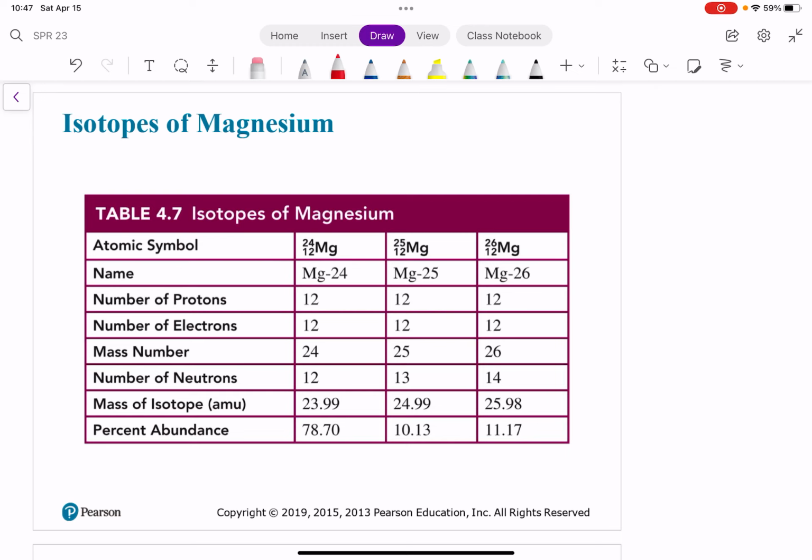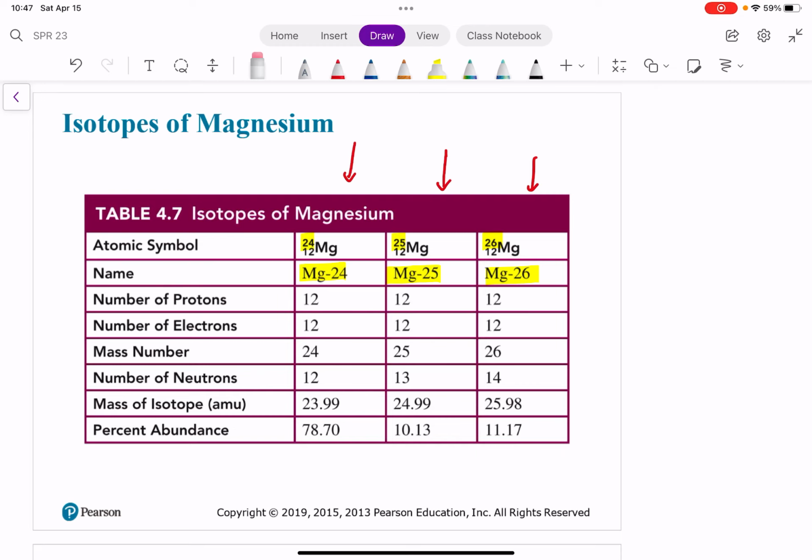So we have the name of the isotope. Notice that our mass number is given to us up here. We have magnesium with a mass number of 24, 25, and 26. We name those isotopes using this naming system, where we tell you what type of atom it is, magnesium, and then we put a little dash and then the mass number next to it. That's telling you what type of isotope we have. You say this out loud as magnesium 24, or magnesium 25, or magnesium 26.